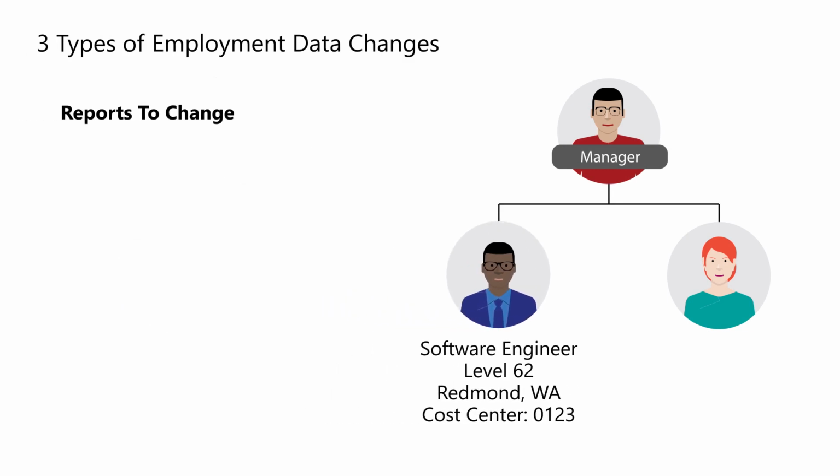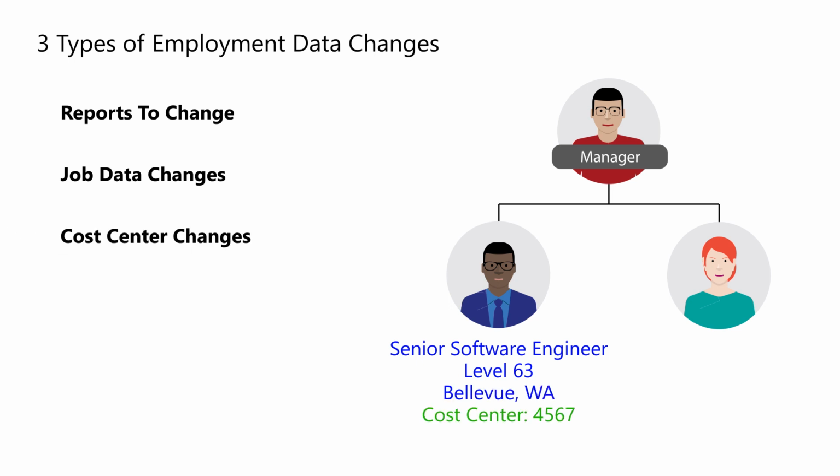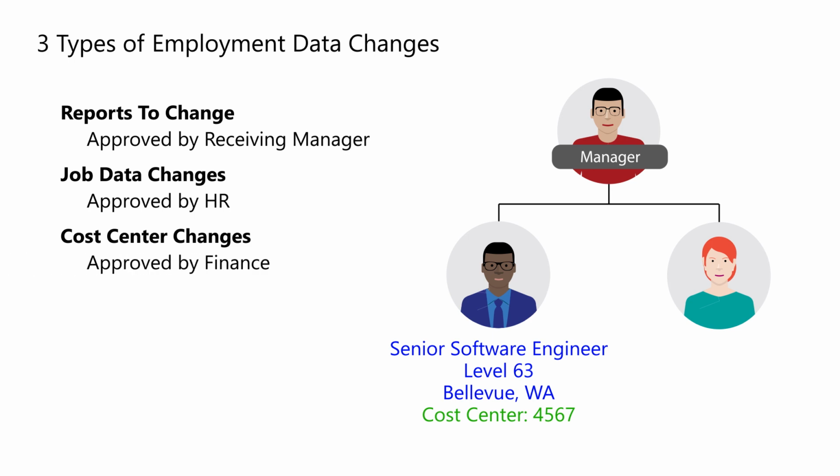Reports to change, where the employee will now be reporting to a different manager. Job data changes, including changes to standard title, level, and location. And cost center changes. For reports to change, the approver is the receiving manager, the new manager the employee will be reporting to. Job data changes, for example, changes to level or work location, are approved by HR, and cost center changes are approved by finance.